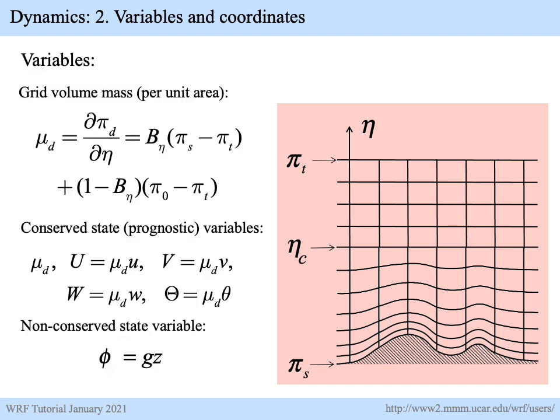The variables that we solve for in the Advanced Research WRF are listed on this slide here. Essentially, for the first one we have a prognostic equation. Prognostic means we solve for the time evolution of that variable. We have an equation for the time evolution. The first thing is the column mass, mu sub d, and this is the column mass of dry air.